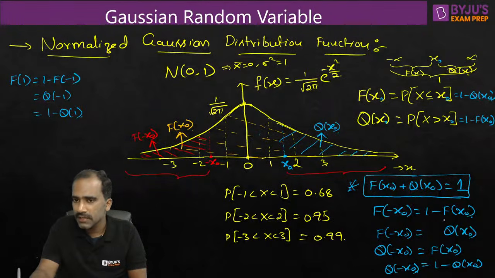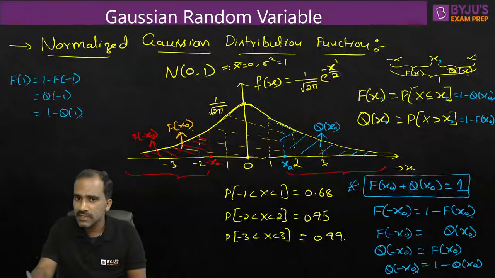So from that, I have written this. Using the same basics, how about Q of minus x naught? Using this relation, replace x naught with minus x naught on both sides. What happens? Q of minus x naught is equal to F of minus x naught, which is F of x naught. That is what I have written here. Graphically also you can understand that. And from this, F of x naught I have replaced with 1 minus Q of x naught. That is how I got these relations.